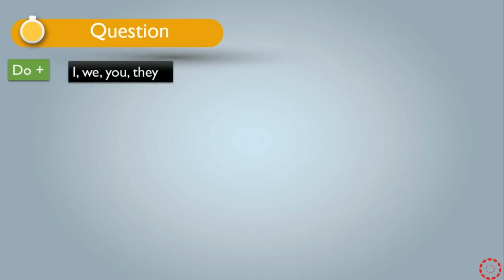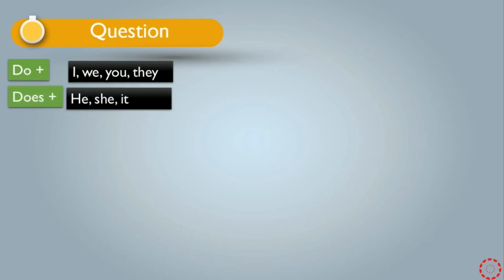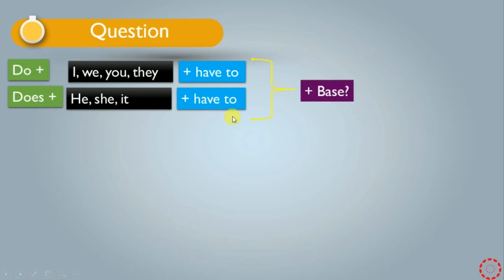If our subject is I, we, you, they, or plural, we use do. And if our subject is he, she, it, we use does, as you see here. Because our subject is he, she, it, we use does, and both of them are followed by have to. Why again do I use have to here? Because I have does. So, as I said, if I have does, I don't need to say has to, so I have to say have to, and all of them are followed by base form and also a question mark at the end.